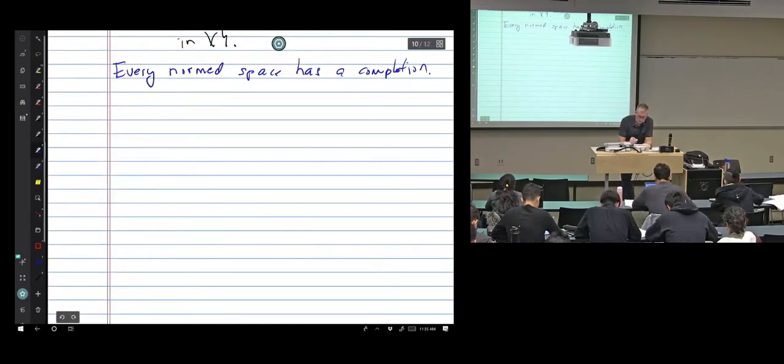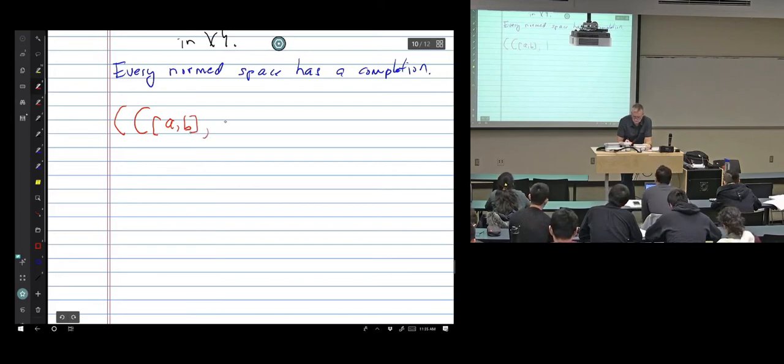So let's summarize just a little bit. If we did the continuous functions on 0, 1, but if you do the continuous functions on AB with the 1 norm, that is not complete.